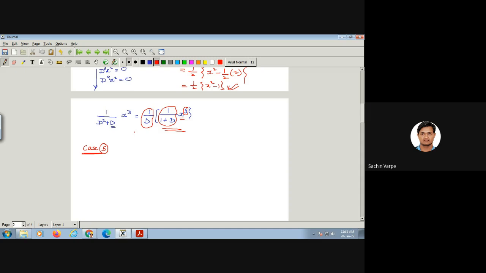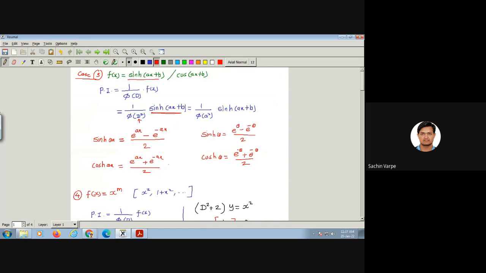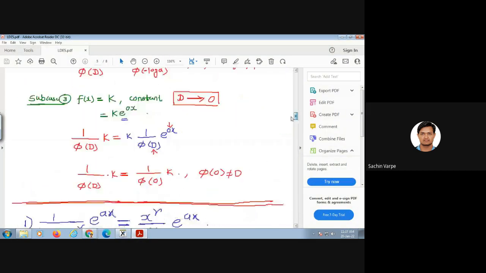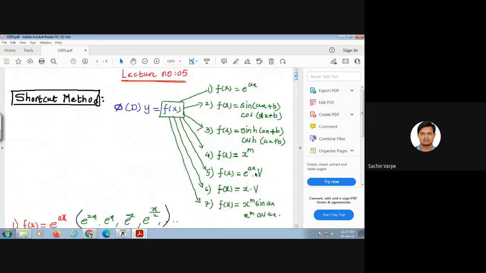So when f of x is e to the power ax into v, isn't it? We have seen in the last lecture that when f of x is, see here, we have discussed all these three cases. First is e raised to ax, then sine, then hyperbolic, and then x raised to m we have discussed. Now we are discussing case number 5, e raised to ax into v.